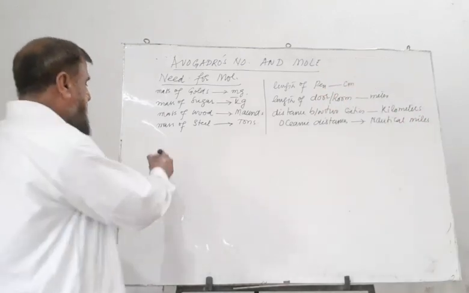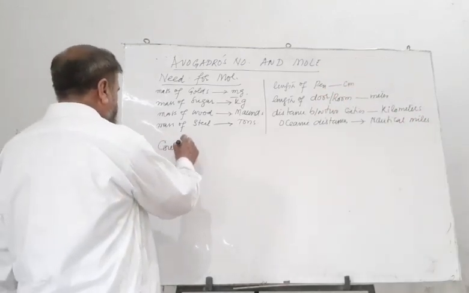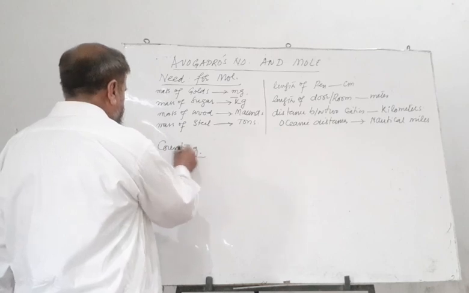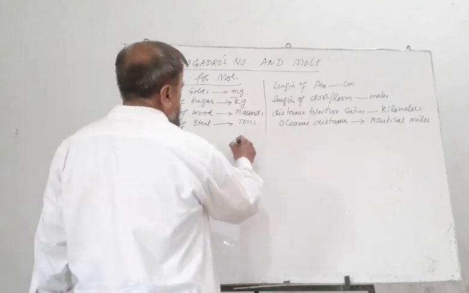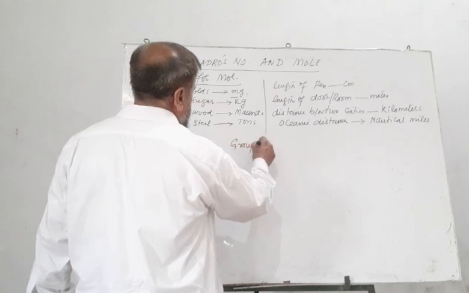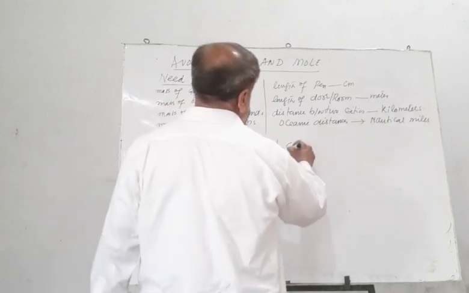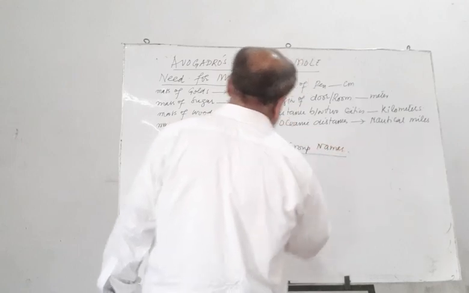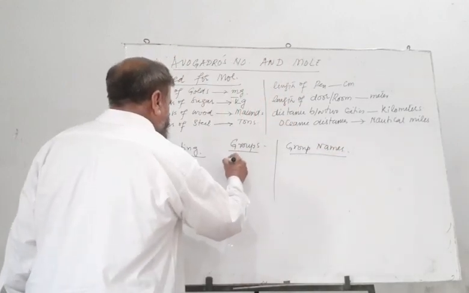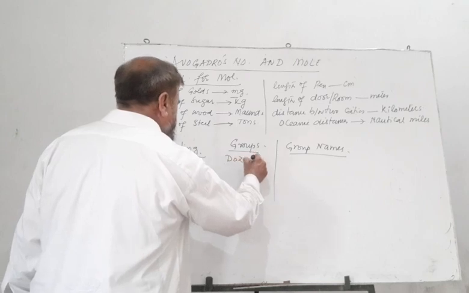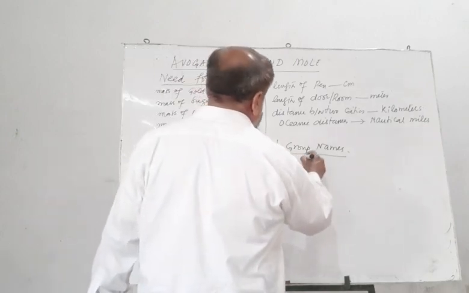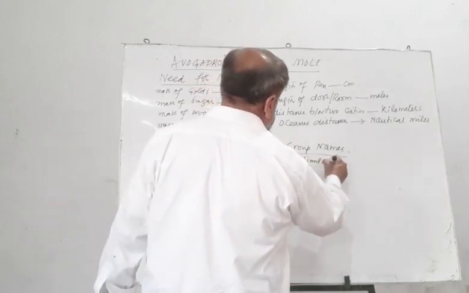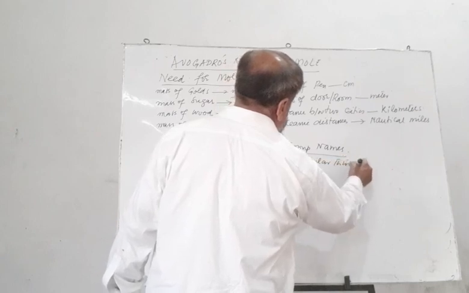Similarly, when we come towards counting, we use different groups in ordinary life and we give them different group names. Like we use the term dozen. A dozen is a group of 12 similar things or objects.